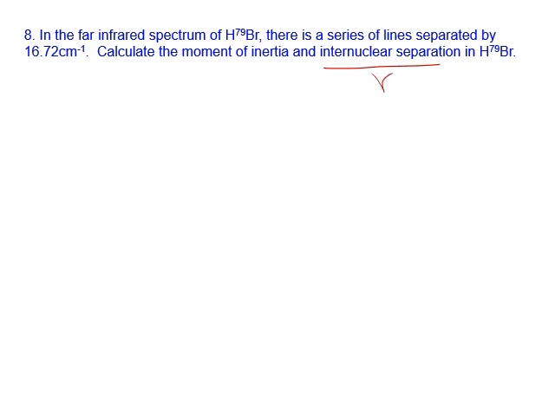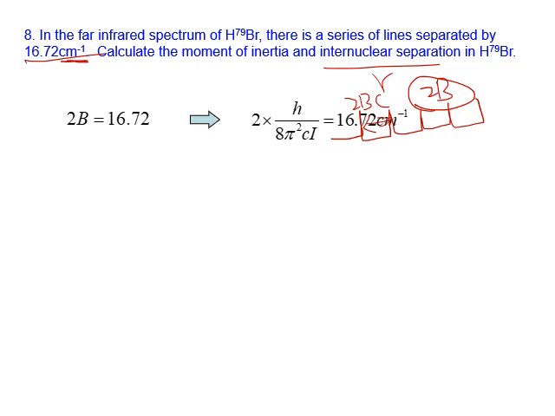Separation is the bond length. From rigid rotor, we know the absorption frequencies are equally spaced, and the separation is 2Bc in terms of hertz, or 2B in terms of inverse centimeter. Here we use inverse centimeter, so we use 2B. So 2B equals 16.72, and that gives you the B constant. Then from B, you can calculate the moment of inertia and then the bond length.